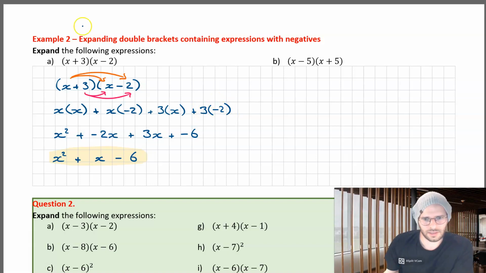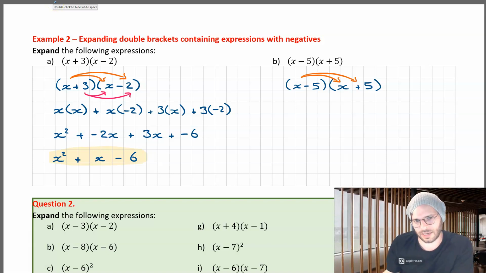Okay, next we have x take 5 times x plus 5. Now for this example, what I'm going to do is skip this line over here because this is where you need to eventually be working at. So what you can see is that using the FOIL method, we go outer first, and that's going to be x times x, which is x squared, and then x times 5, which is going to become 5x.